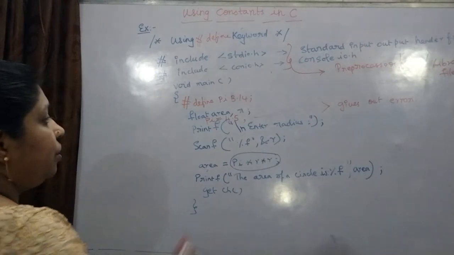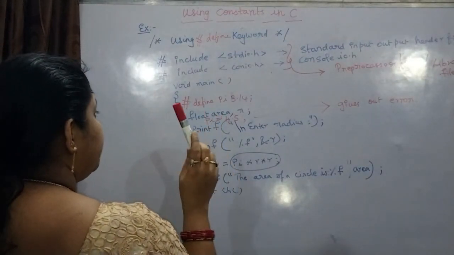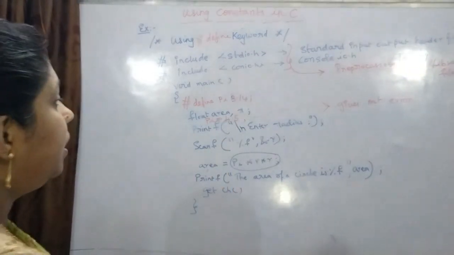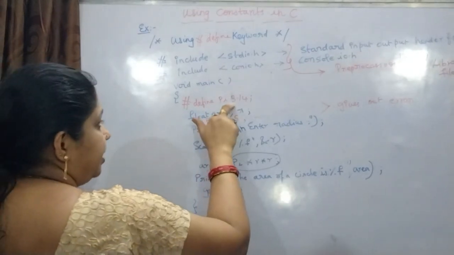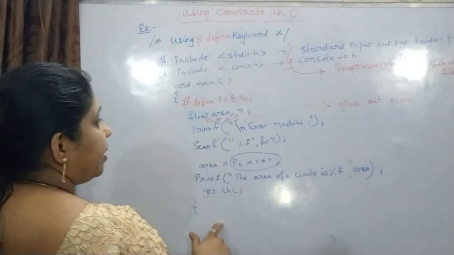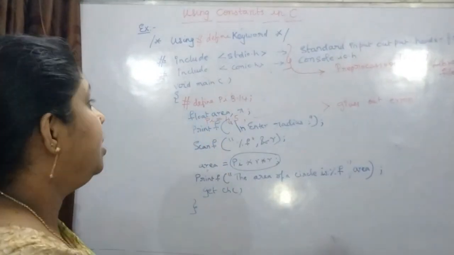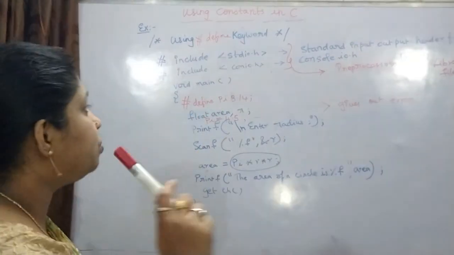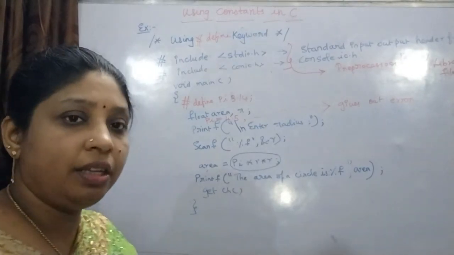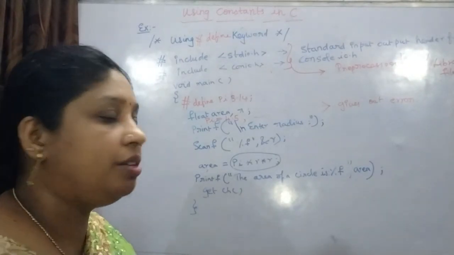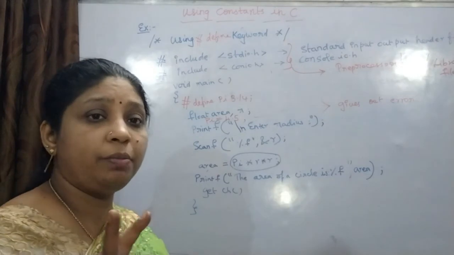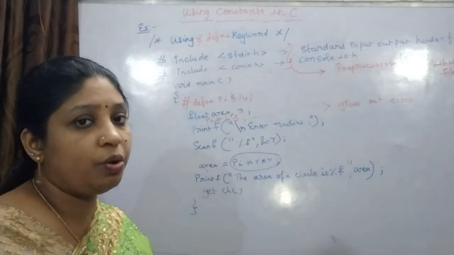So my intention in explaining this program is that the pi value you have already defined here, you have assigned some value to pi, so in the middle of the program you cannot change the value. Okay, so this is one of the methods. There are two methods, two syntaxes. With the const keyword you can declare the constants, and with #define you can declare the constants.